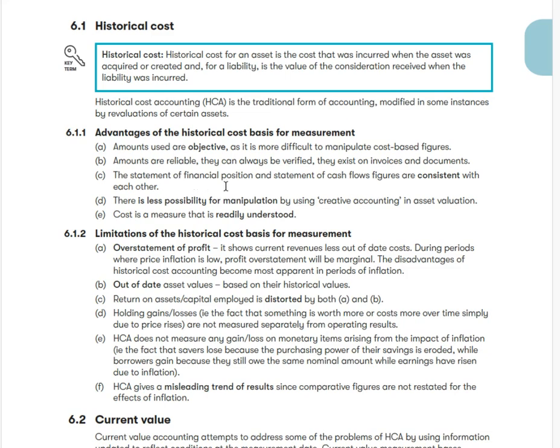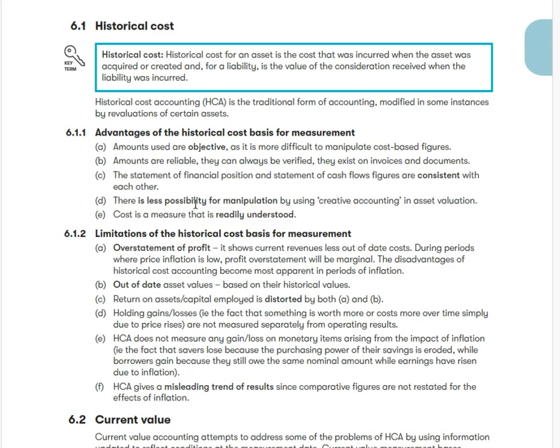The statement of financial position and statement of cash flows figures are consistent with each other. The statement of financial position shows the historical cost, and the cash flows are prepared by the historical cost. We are not taking any revaluation for the cash flows. Actual cash received and spent have been taken. So these two will be consistent.